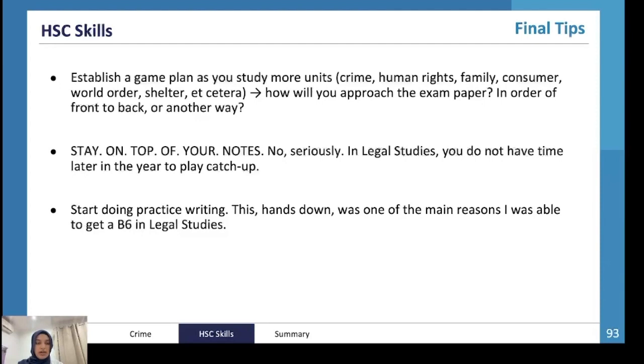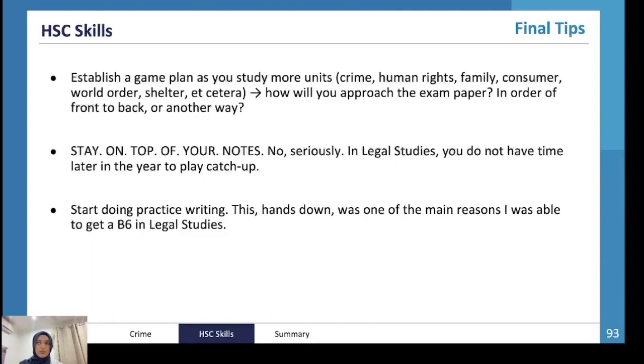Stay on top of your notes. So in legal studies, you do not have time to play catch up later on in the year, so you want to make sure that you're understanding the content, doing weekly recaps of what you've learned, and asking your tutors, your teachers, whoever it may be, questions in areas that you don't feel so confident in. Make sure you're doing all the work that's required of you, whether that be homework or extra catch up, and don't leave it to the last minute, because there is way too much content to be doing that.